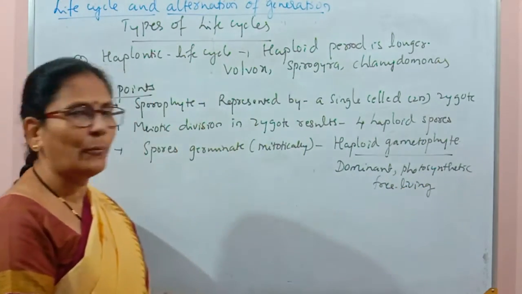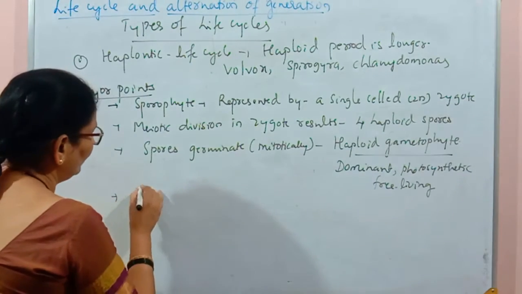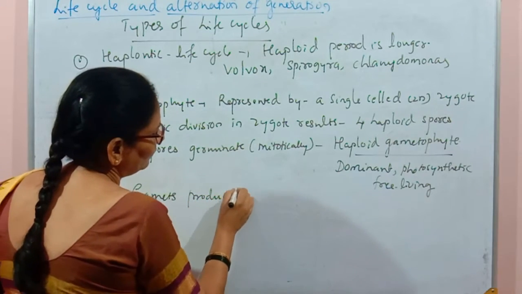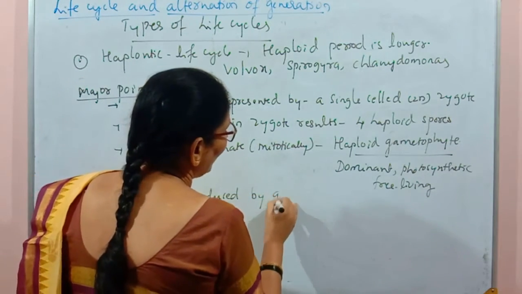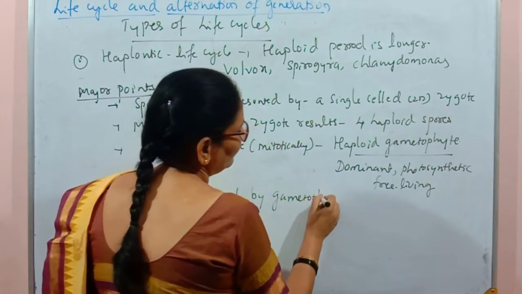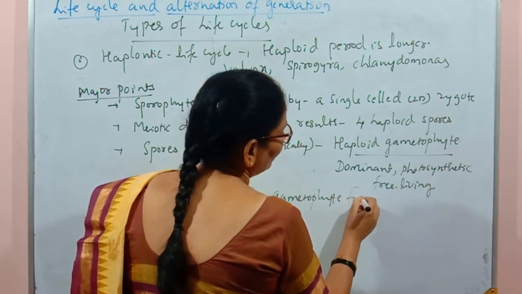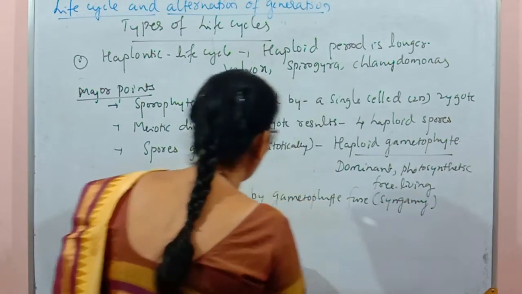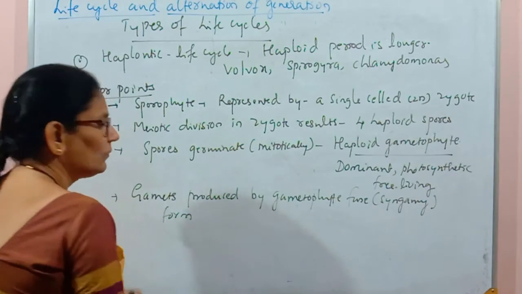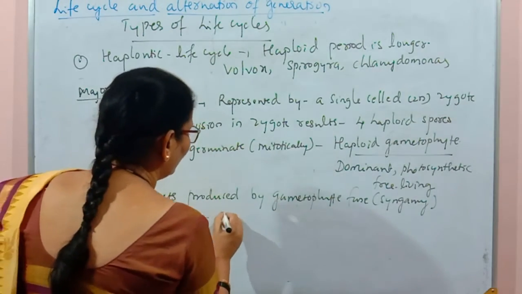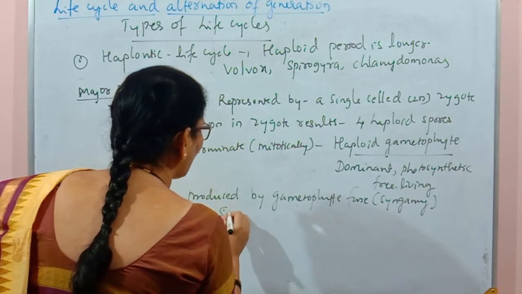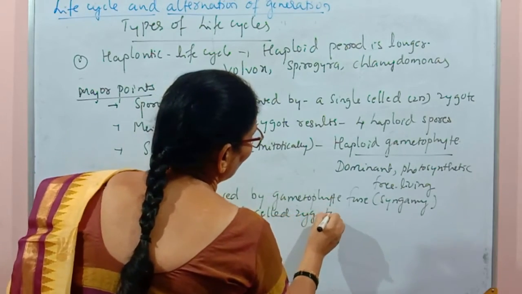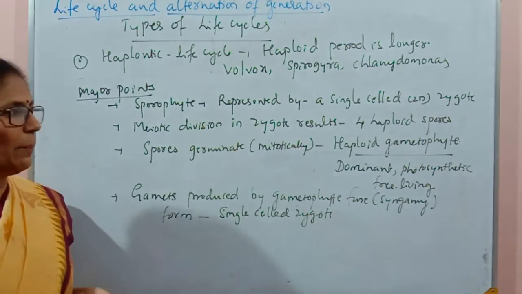And this gametophyte produces the gametes. Gametes produced by gametophytes fuse by syngamy, and they form one more time a single cell zygote. In this manner, the cycle is completed.